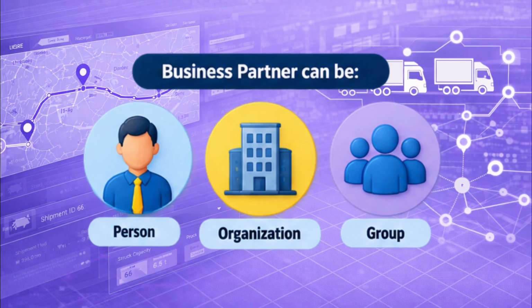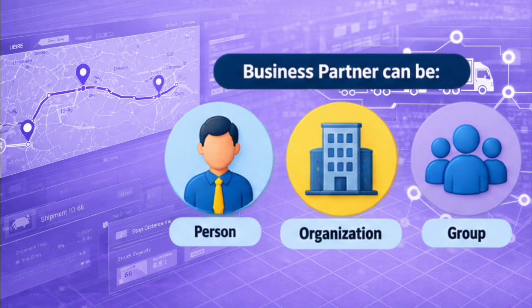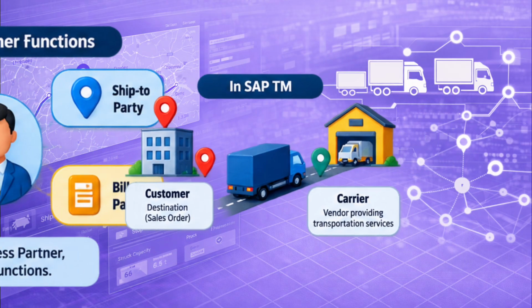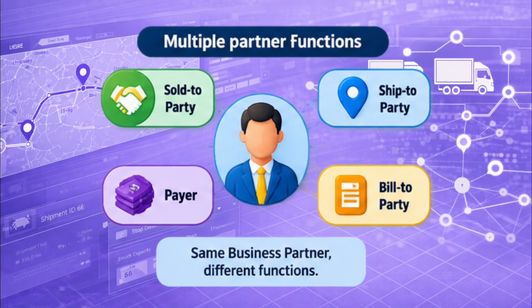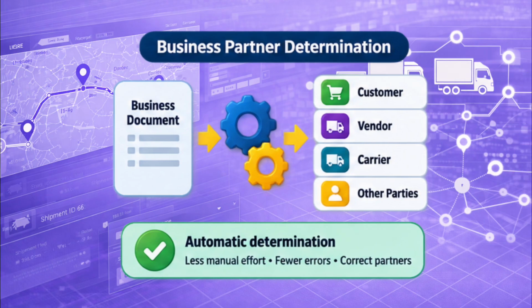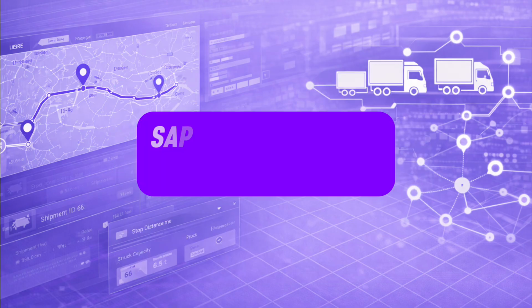This is especially important in SAP Transportation Management, where different parties are involved in the transportation process. For example, a customer may represent the destination of a sales order, while a carrier is typically a vendor that provides transportation service. A single business partner can also perform multiple partner functions within the same process. For example, the same customer could be the sold-to party, ship-to party, payer, and bill-to party. Finally, SAP can automatically determine the relevant business partners and partner functions for different business documents.